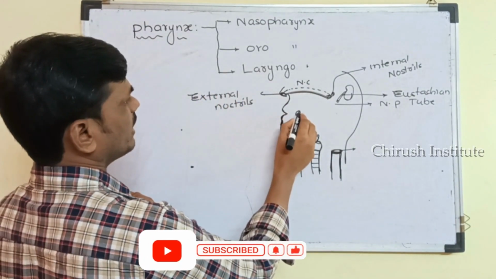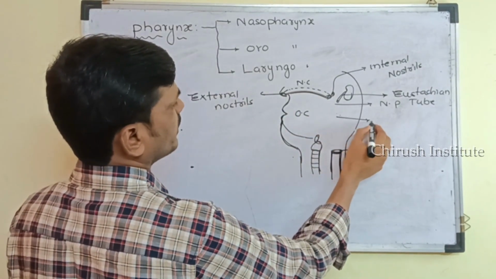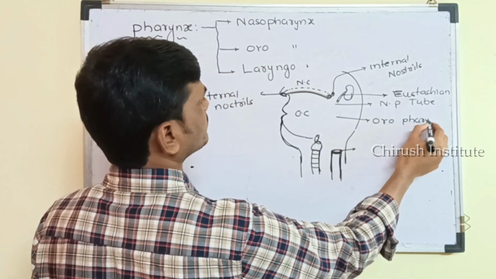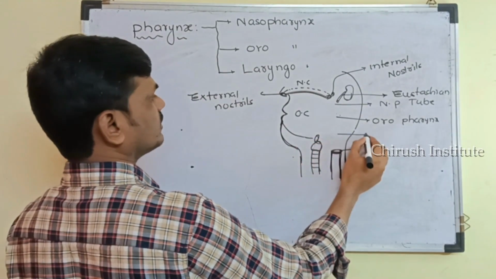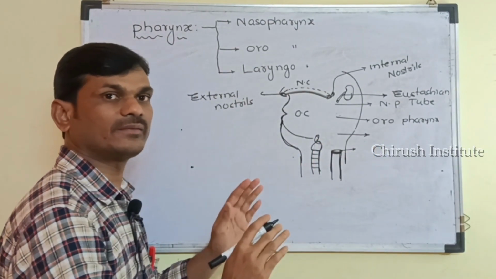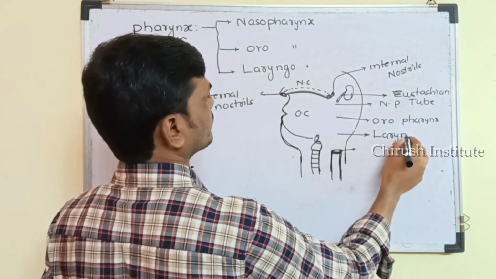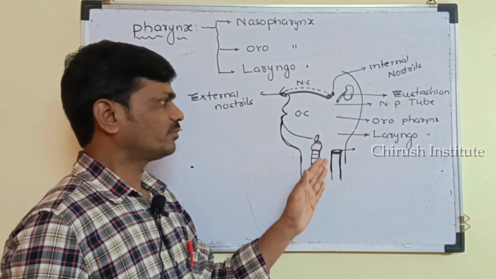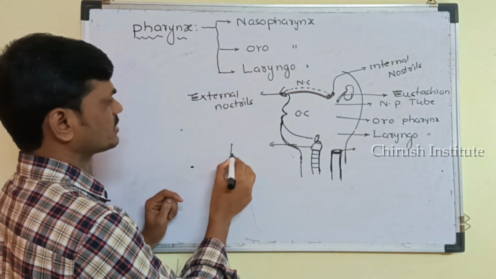This oral cavity, or buccal cavity, opens into the oropharynx. Now, the lower portion of the pharynx we are calling the laryngopharynx. The main part you can see here is the larynx.